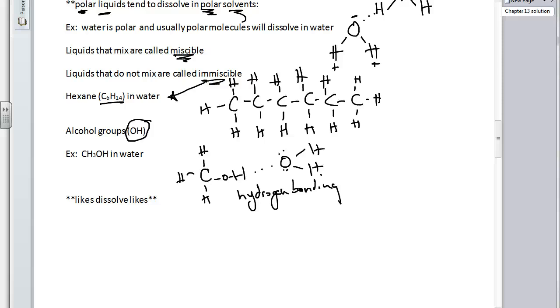And we talked about this in class, that we have this rule of thumb: likes dissolve likes. Polar molecules like to dissolve in polar molecules, nonpolar in nonpolar, and that's the way it is. We'll talk more about factors affecting solubility, especially with respect to gases, in the next video, which will be another day.